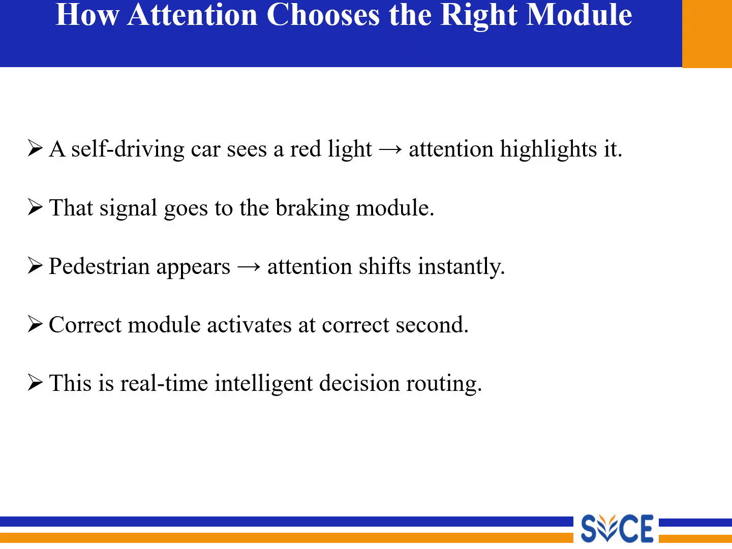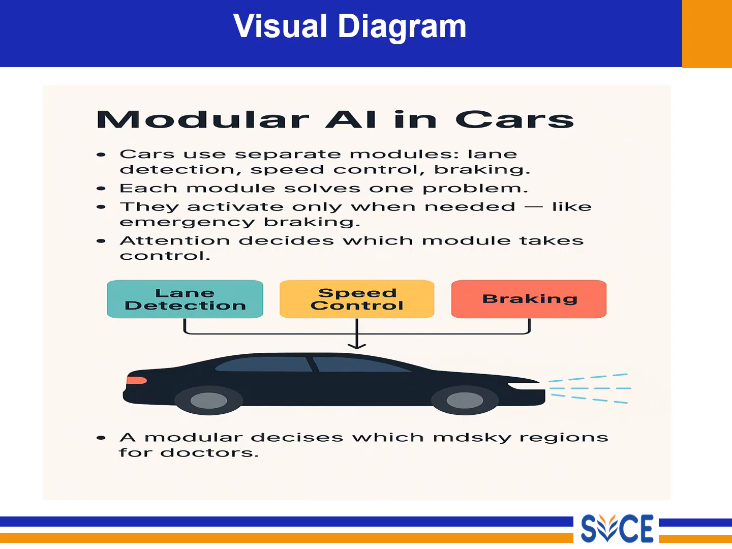From an explainable AI perspective, it is important to track how decisions are made and which model was responsible. This ensures accountability and safety. So this is the real-time intelligent decision routing. The correct model is activated at the correct second, within a millisecond. This is a visual diagram.